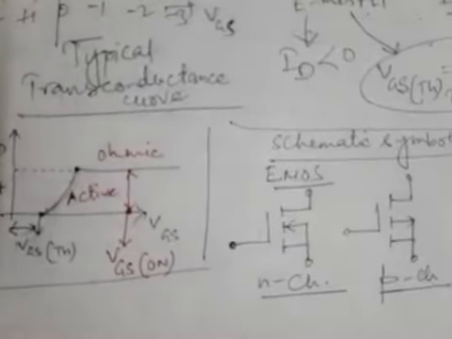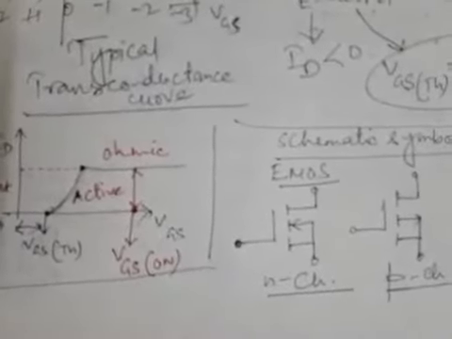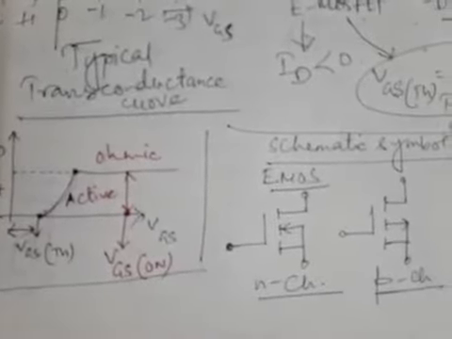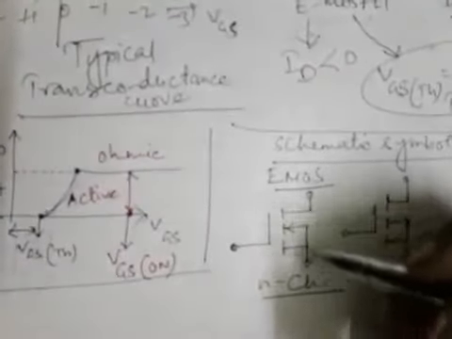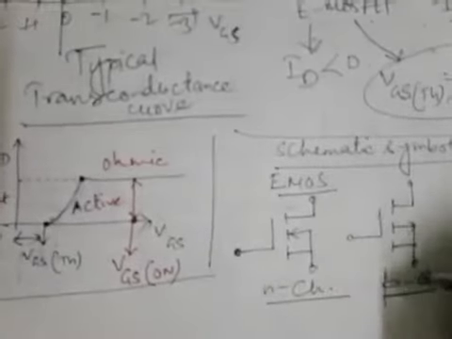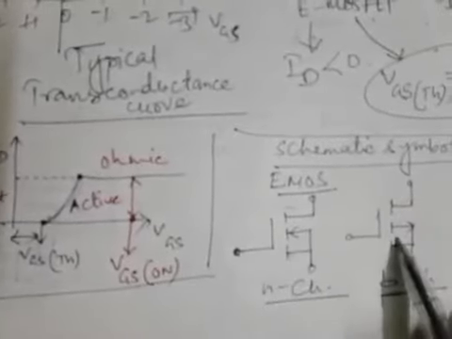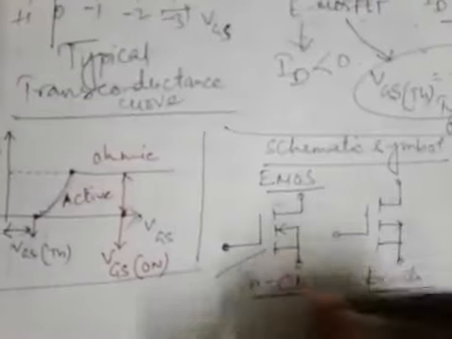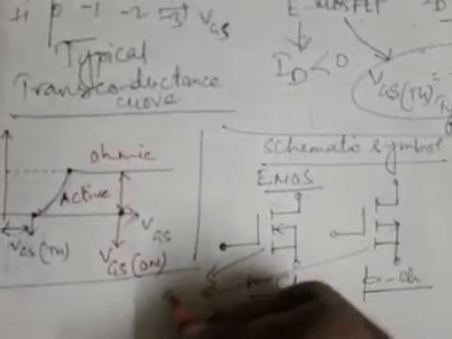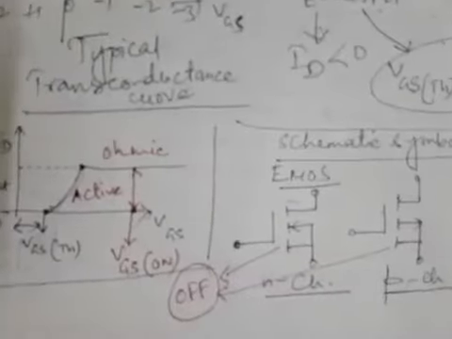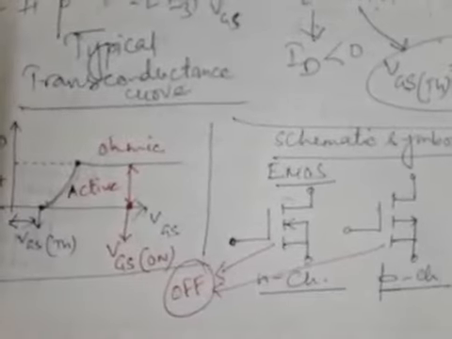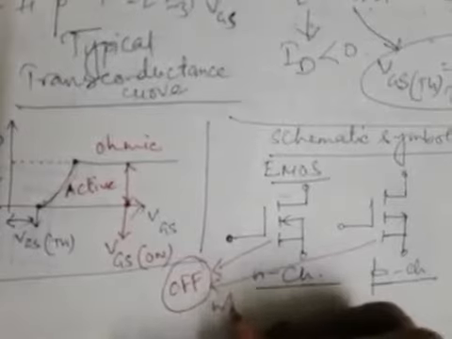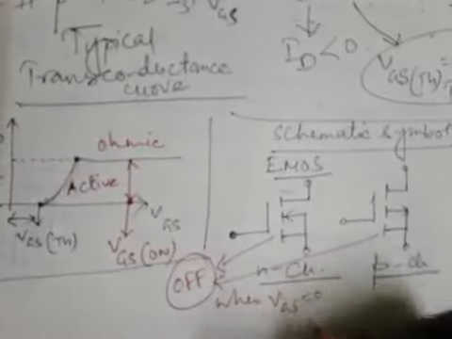So from this schematic symbol you can see that it has a broken channel line to indicate this normally off condition. You can see the broken line over here for both the N channel and P channel cases. A broken line indicates the off condition of the device. This off condition is explained by VGS equal to 0 in the case of an enhancement MOSFET. So off condition when VGS equals 0.